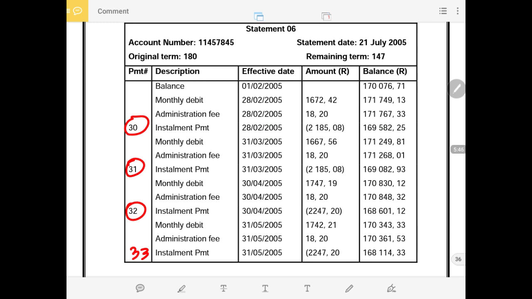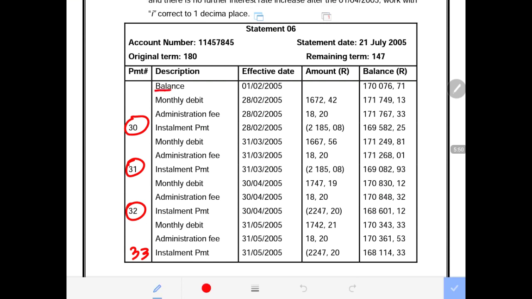And how do we do the recording here? We have an opening balance, take note of that, on the 1st of February 2005. The opening balance is an amount of 170,076.71. And we can see that there is a monthly debit description that says monthly debit. This can also be called interest.